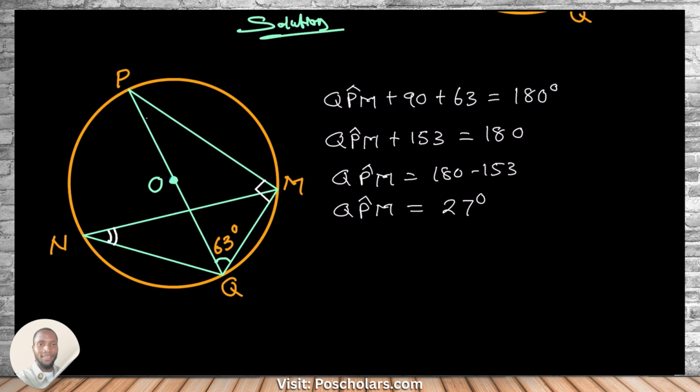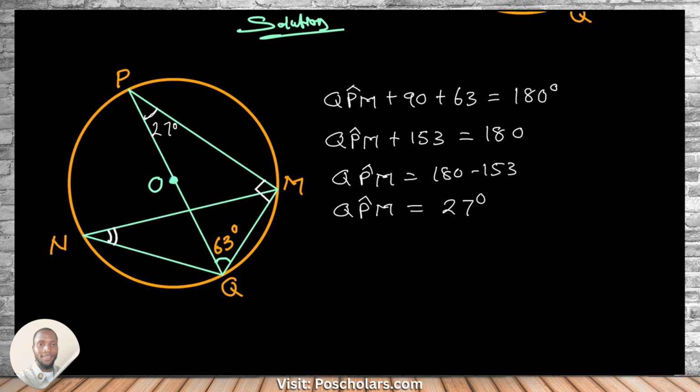Now we have gotten this angle. Let's label it 27 degrees. But what's the mission? The mission is to find this angle. Now remember, we have exhausted the theorem angle in a semicircle. Now to find this other angle, we need to invoke another theorem. That means if you don't know all the theorems guiding circle geometry, there will be an issue.